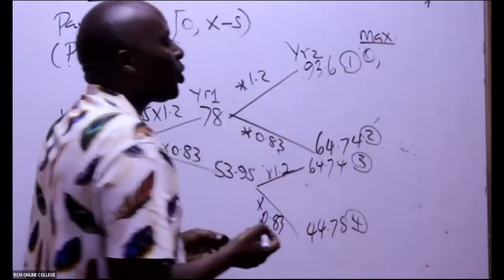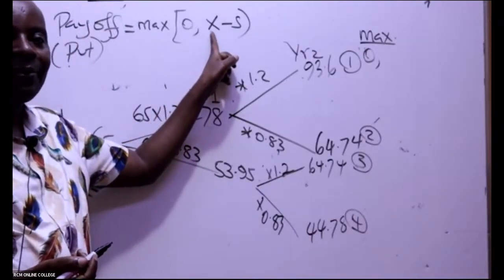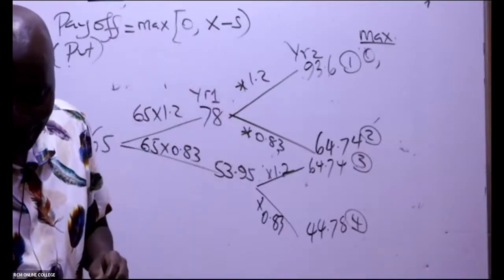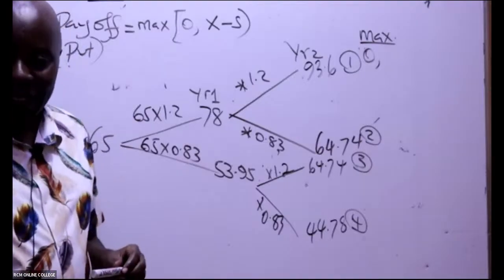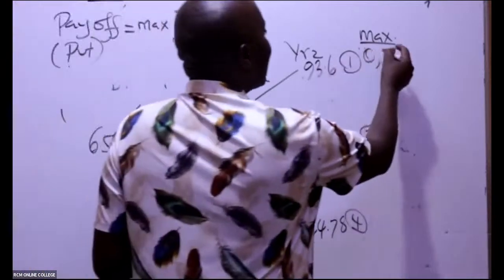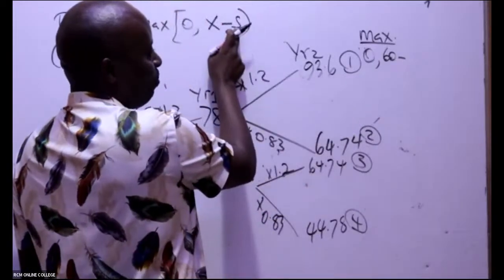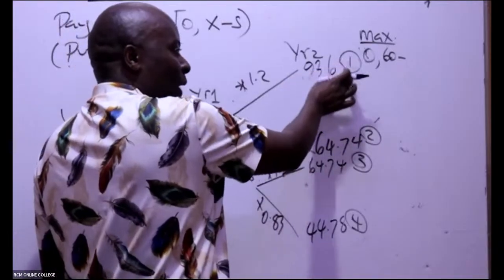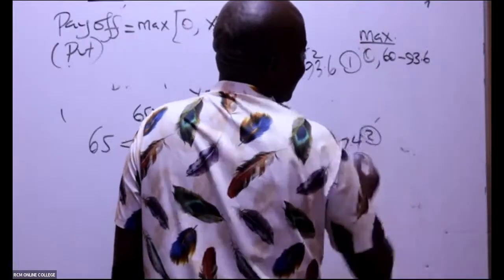In this question, ladies and gentlemen, have they given us the exercise price? Is there anybody who is able to see the exercise price? 60. So you take 60 minus the current spot price. You know, this is stock, current stock. So current stock as per node 1, the current stock is 93.6.